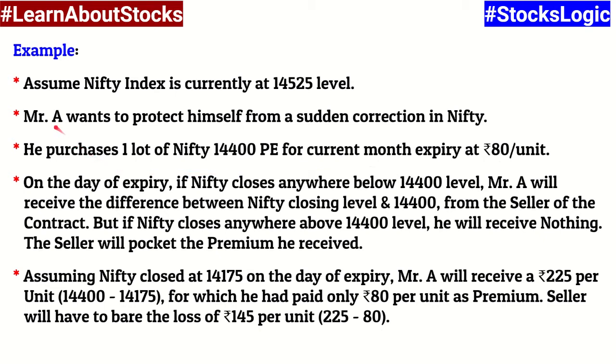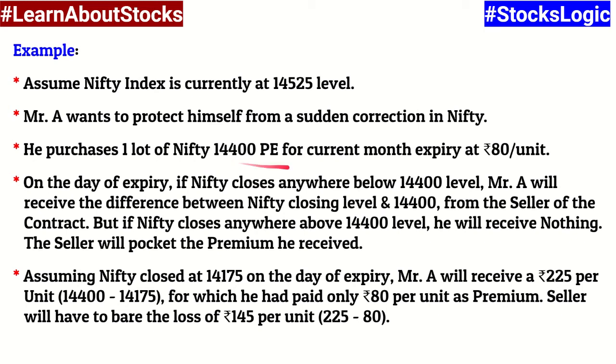A to purchase this. Okay, so now on the day of expiry, this particular trade happened a substantial number of days before the expiry. Now suppose on the day of the expiry, if the Nifty closes anywhere below 14,400 level, then Mr. A will receive the difference between Nifty closing level and 14,400. That is the strike price of his put option.